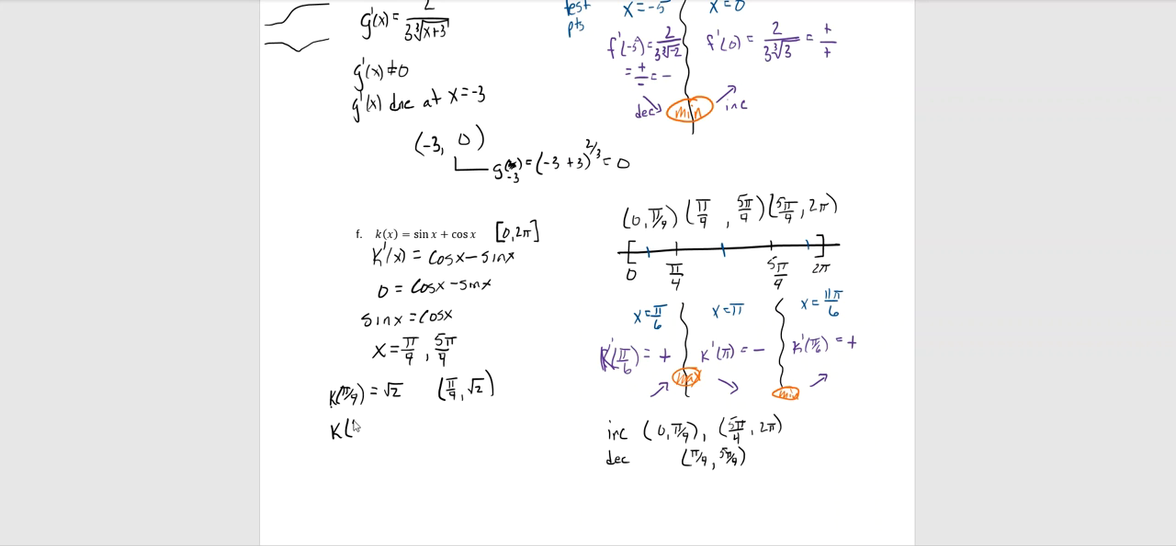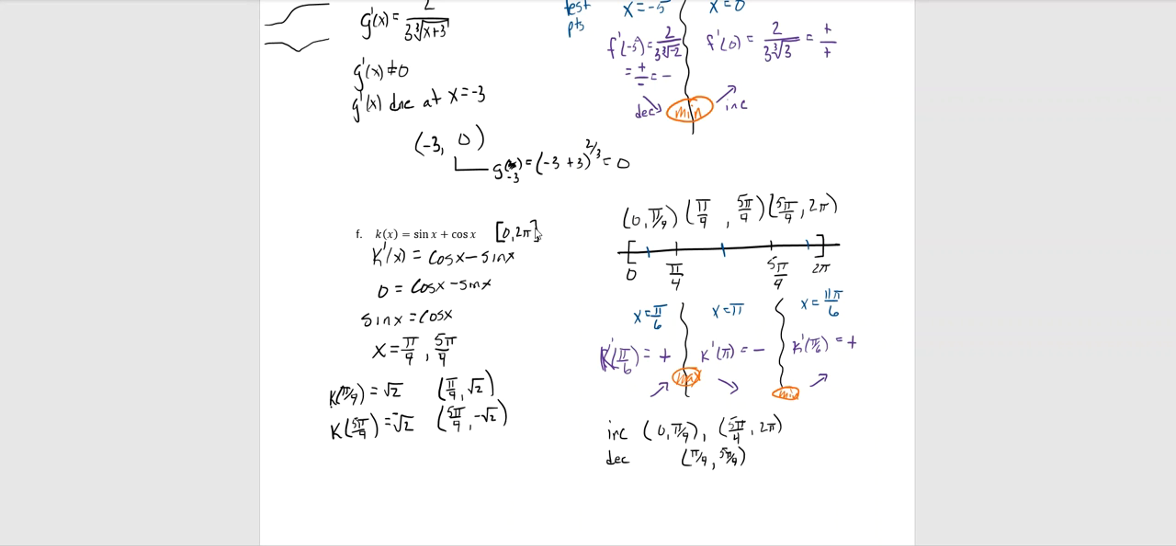We'll find k of 5 pi over 4. We find that actually k of 5 pi over 4 is the same value. Remember, this is in quadrant 3. It's where sine and cosine are the same value. If they're the same value, we have two of the same value, but they're two negative ones. So we'll have a 5 pi over 4, comma, negative square root of 2.